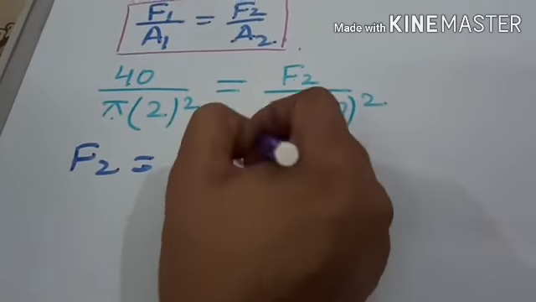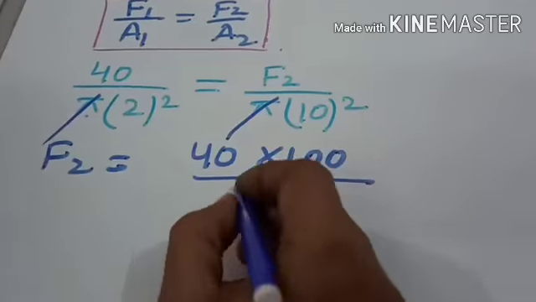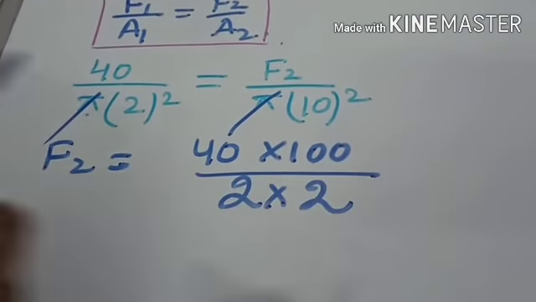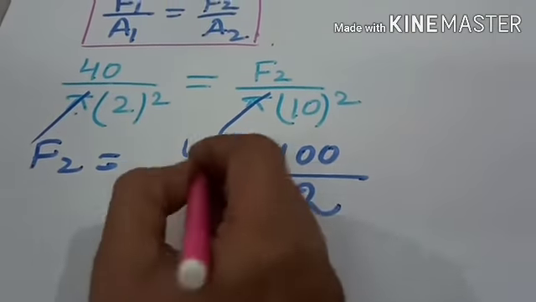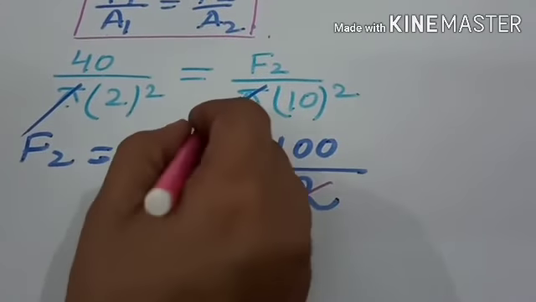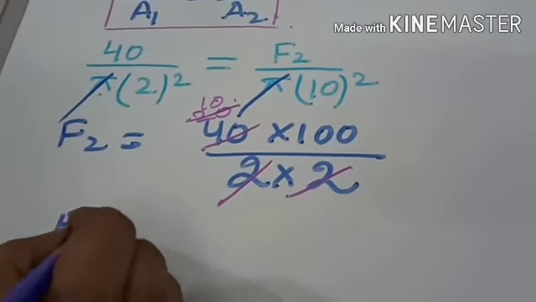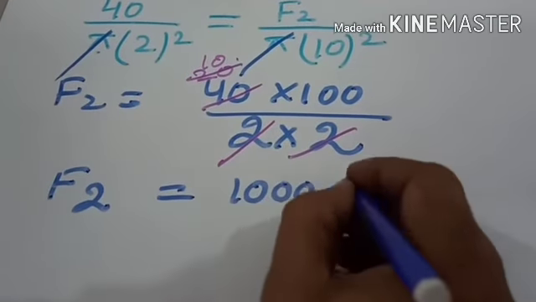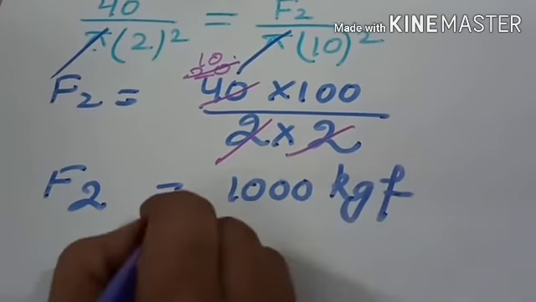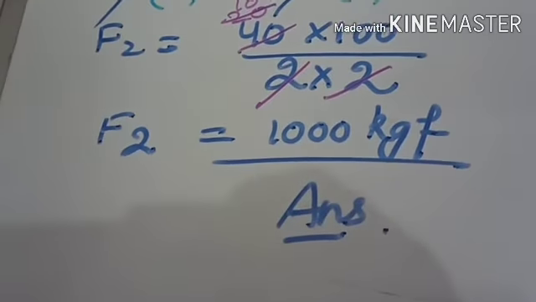Now F2 will be equal to 40, pi you can cancel, 40 into 100 upon 2 into 2. Now we will simplify. This will go 20 times. This will go 10 times. So the force F2 will come out to be 1000 and the unit will be kgf. So this is the answer of numerical number 22.